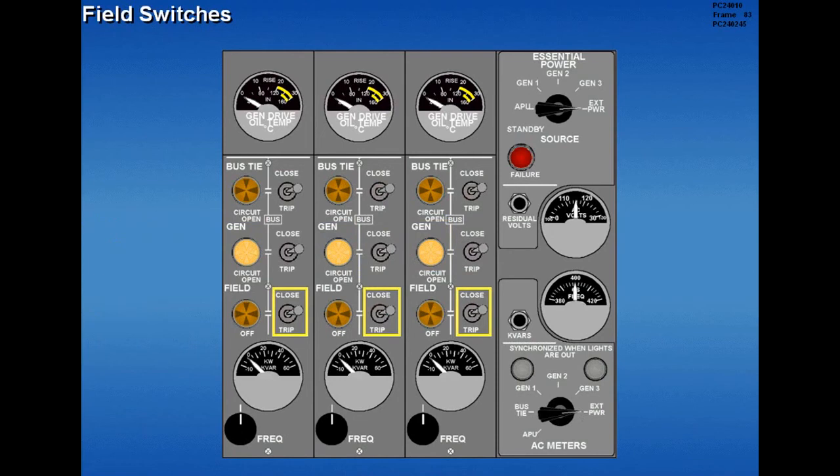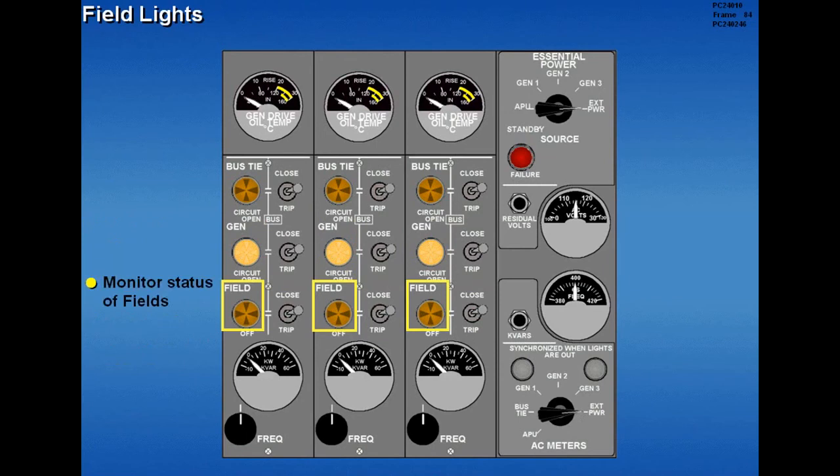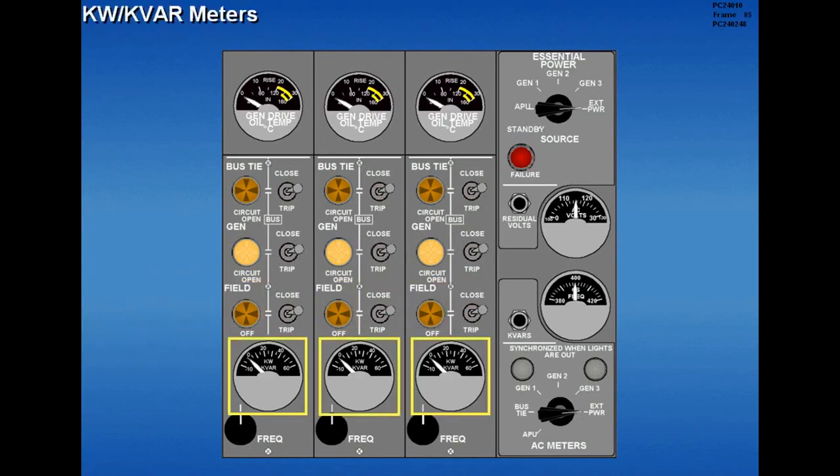The field switches provide on-off control of the engine-driven generators. The field lights monitor the status of the fields. The lights are extinguished when the fields are energized. The generator electrical loads are monitored on the kW meters. The kVAR indications and kVAR button are not used by Delta.